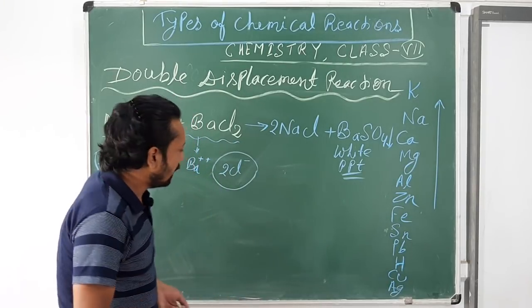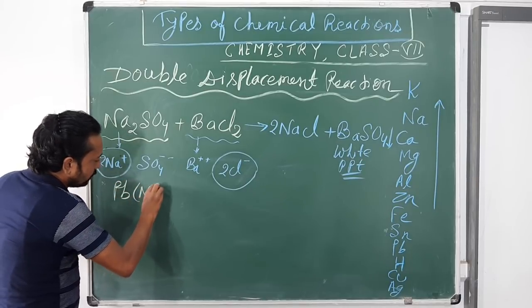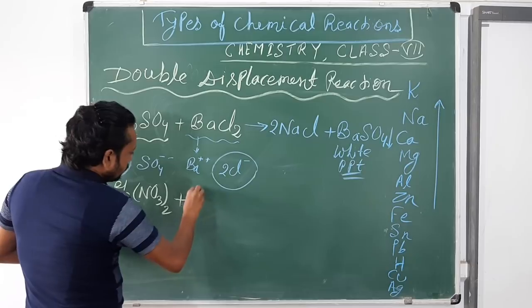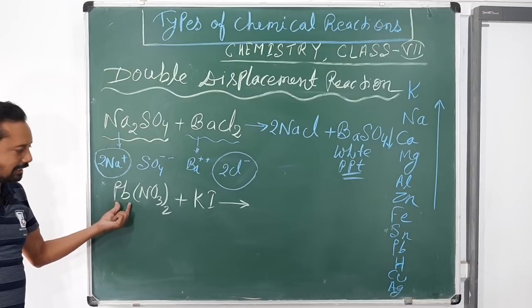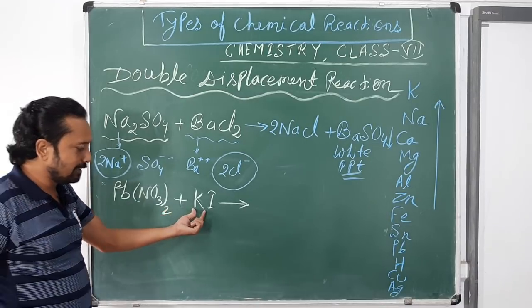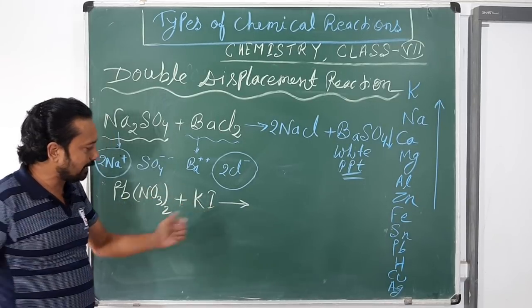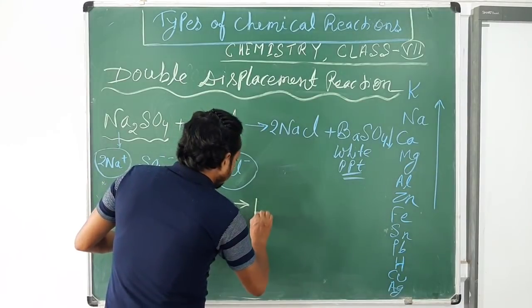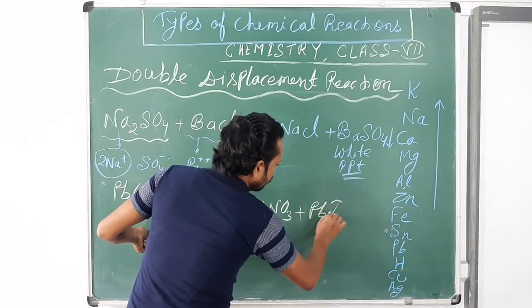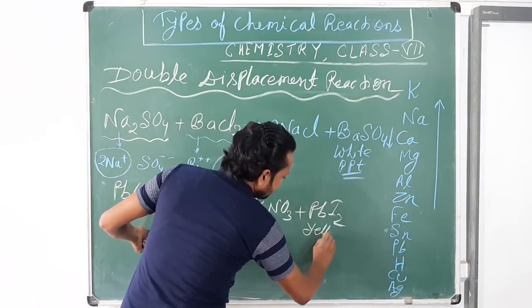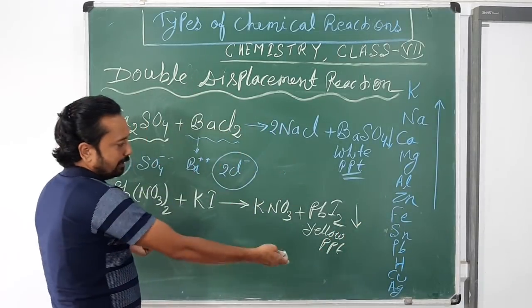interchange their ions. Another example of a double displacement reaction is if we use Pb(NO3)2 reacting with potassium iodide. So again here Pb2+ and 2NO3-, and this one is K+ and I-. So the positive of the first salt links with the negative of the second salt and forms KNO3, potassium nitrate, and PbI2. So this one is yellow in color. So a yellow PPT will form, it will settle at your bottom.